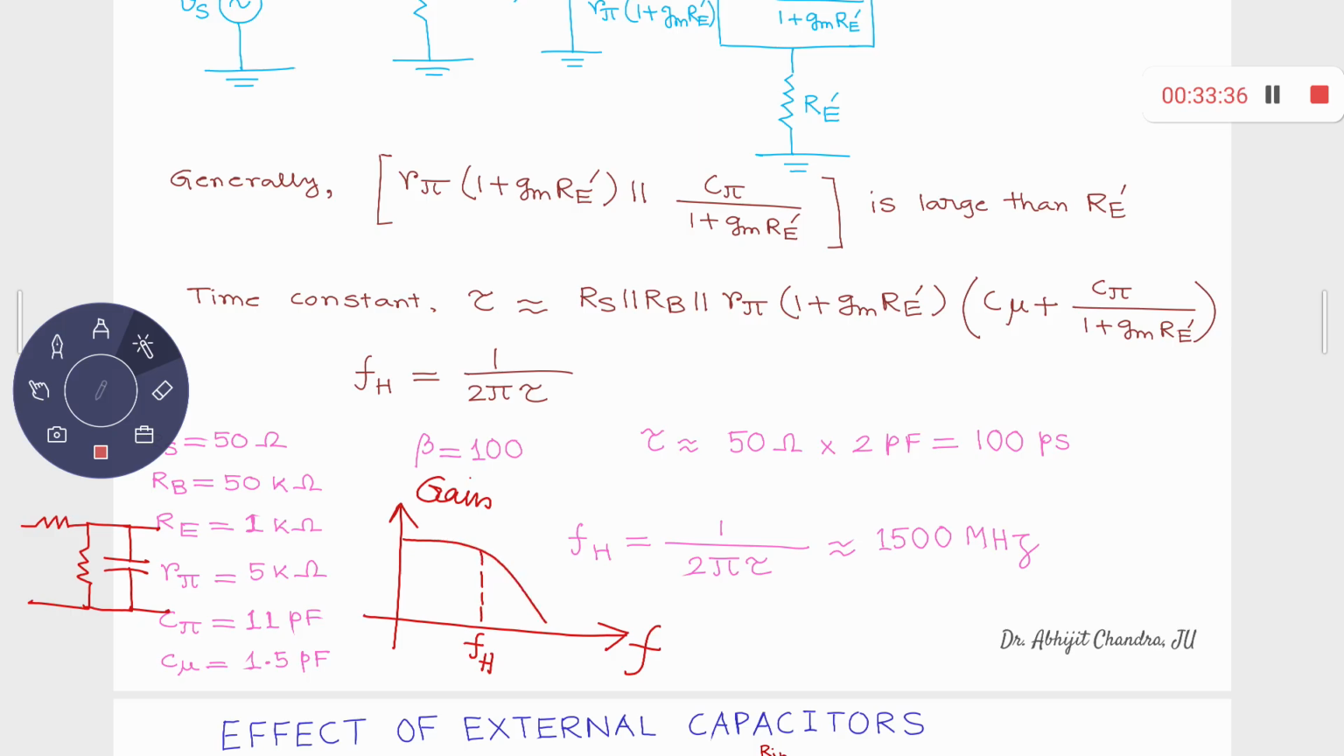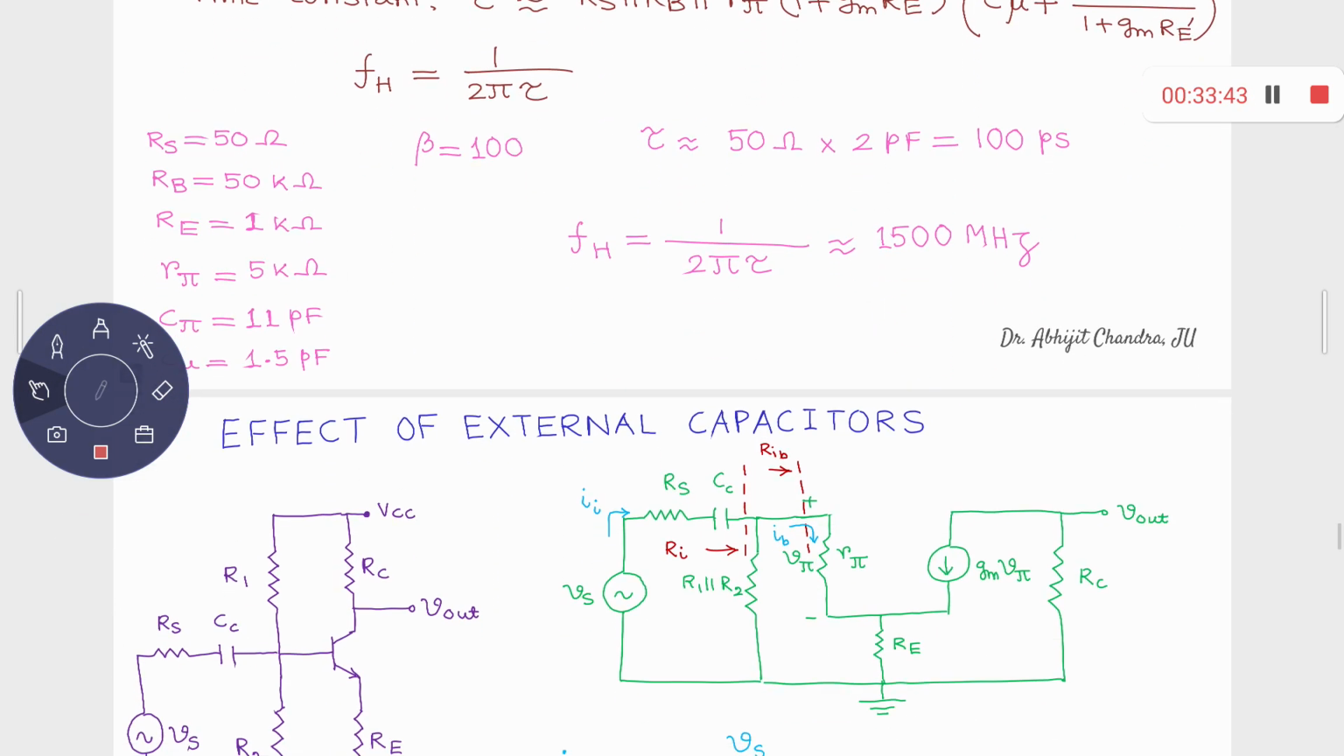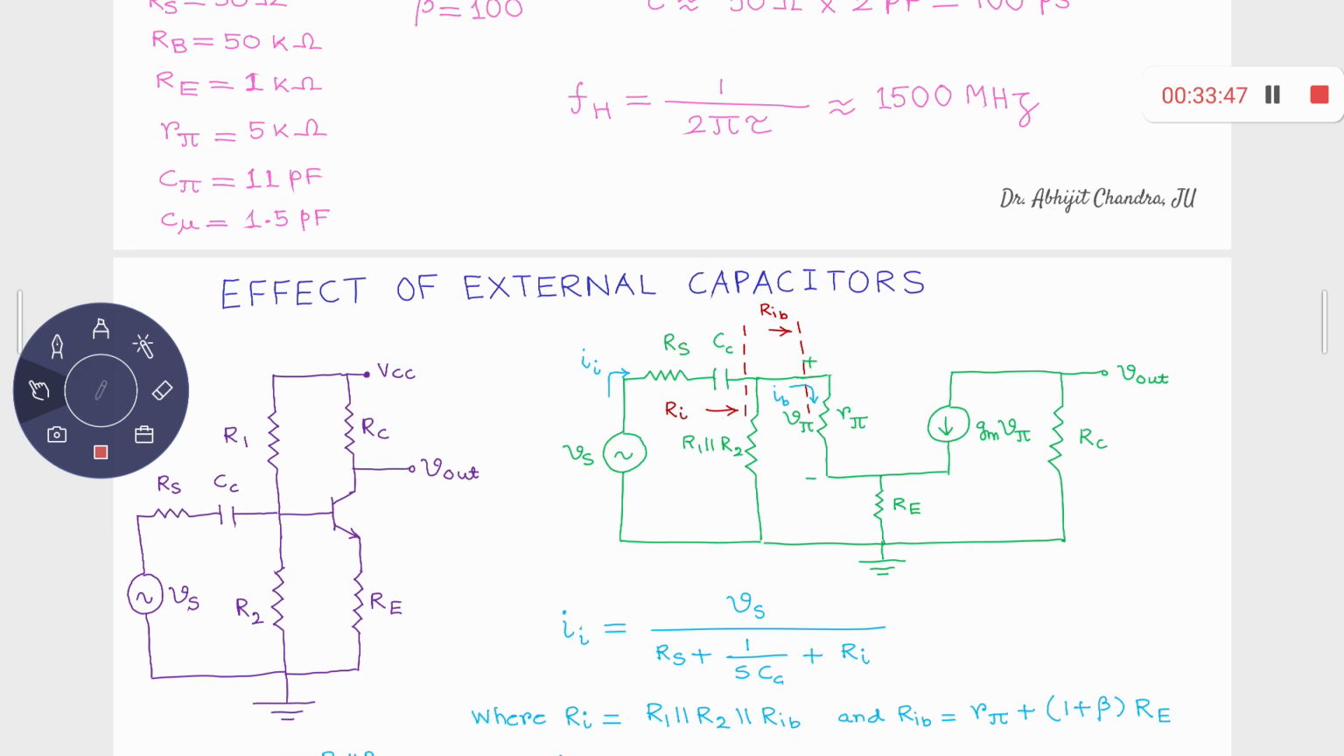Okay. Now let's move to the external capacitors. So our journey with the internal capacitors is over. Now let's move to the external capacitors. So to start with, let's consider the coupling capacitor.